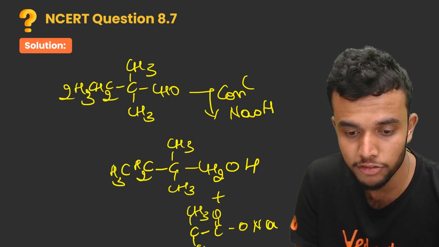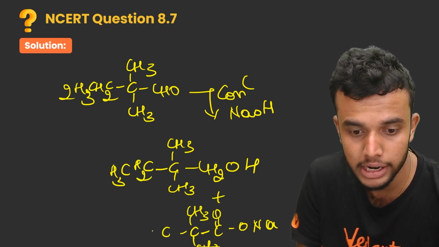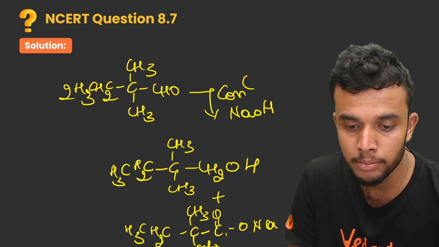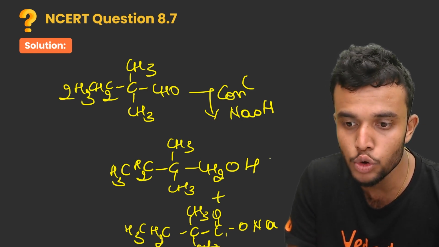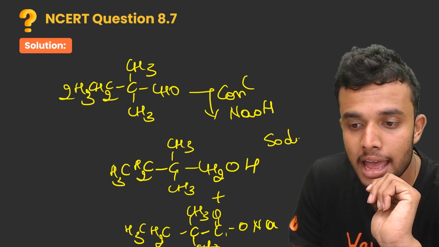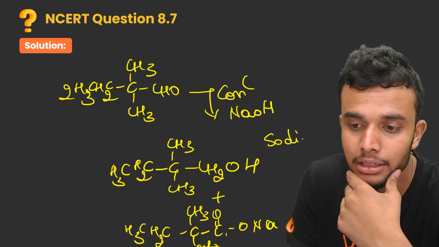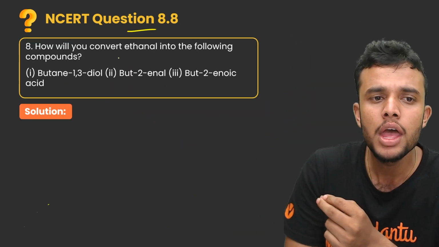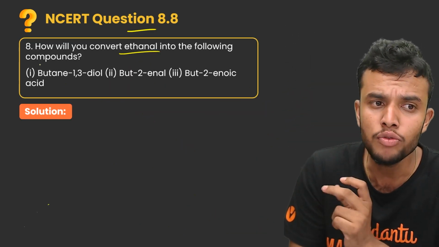CCH3. What is the original name of this compound, students? Come on, let's discuss the name. The numbering is taken from this side. Sodium 2,2-dimethyl butanoate, right? Sodium 2,2-dimethyl butanoate. Understood, students?